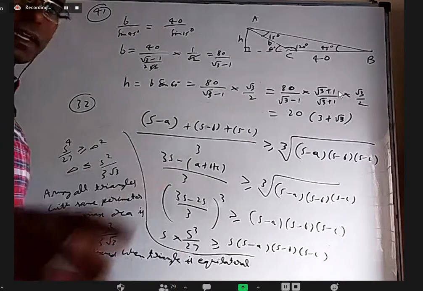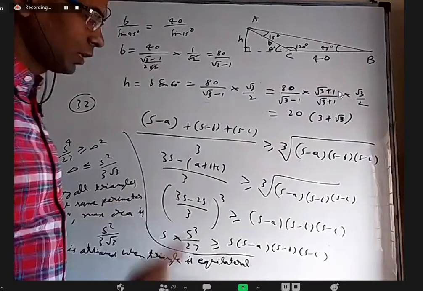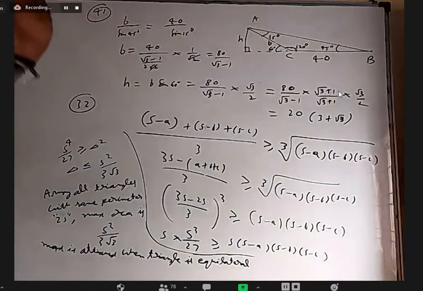So simply combining AM-GM inequality and Heron's formula, we are able to find the maximum area of a triangle with the given perimeter.